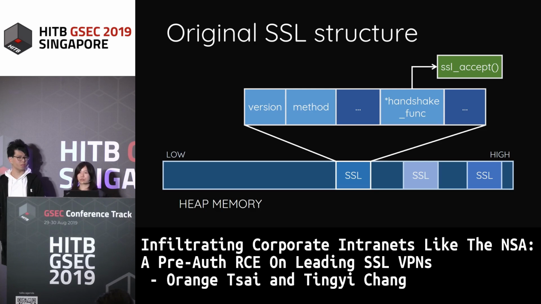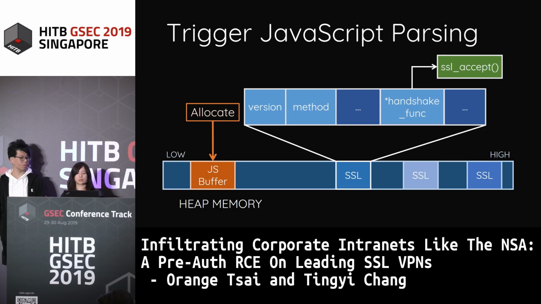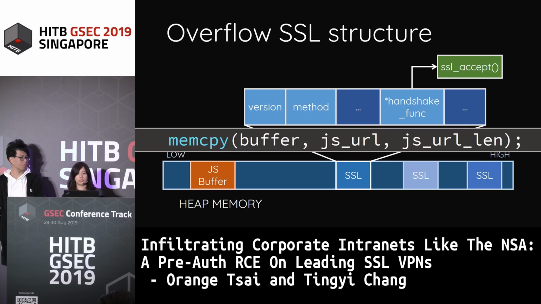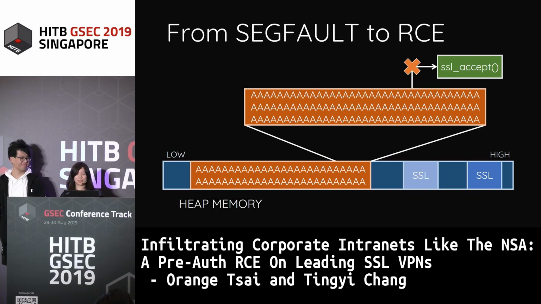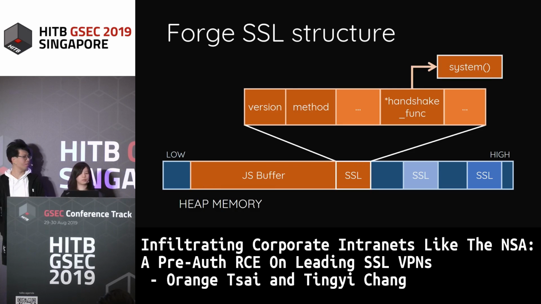Now if we trigger the JavaScript parsing, and the JavaScript buffer is allocated ahead of these SSL structures, then we can trigger the overflow and overwrite the SSL structure members like this. So now we fill up the SSL structures with capital A's and make the program crash. Then what we need to do is clear. We only need to forge a correct SSL structure with a fake function pointer, like the address of system. So when the victim connection is trying to do handshake, the program executes whatever we want.